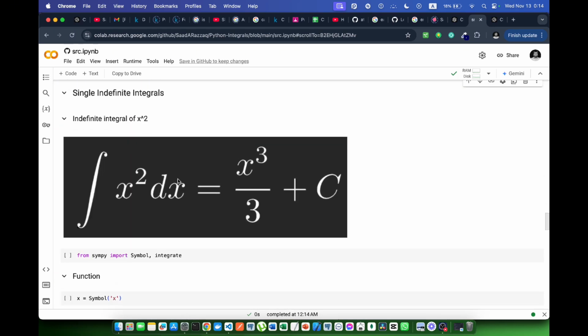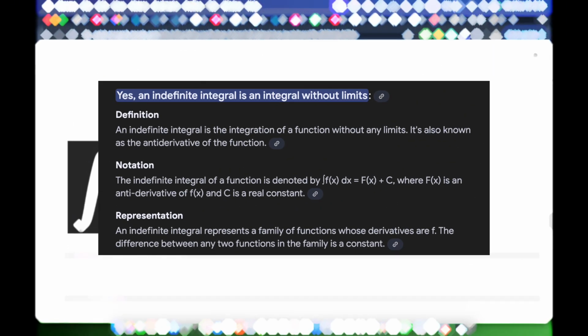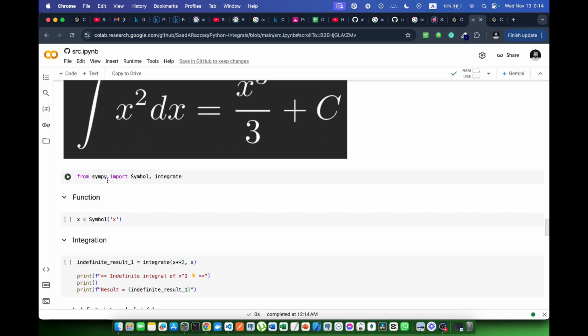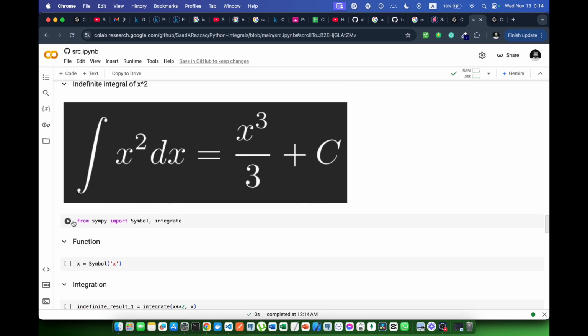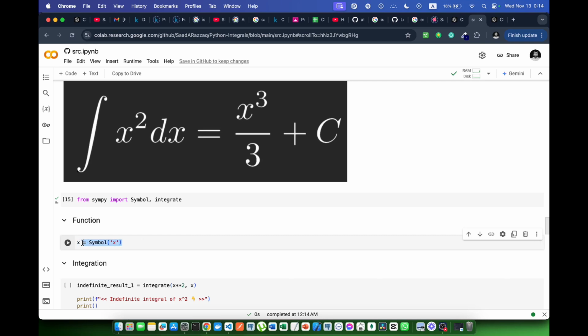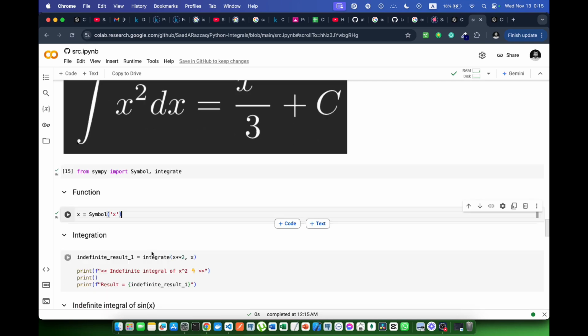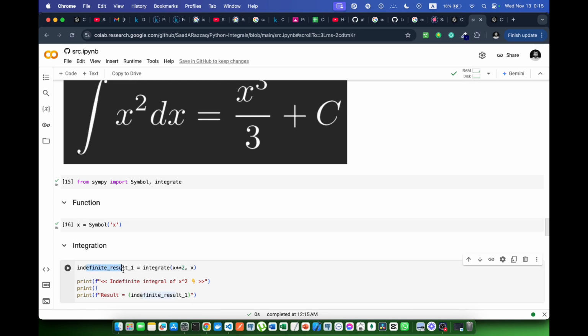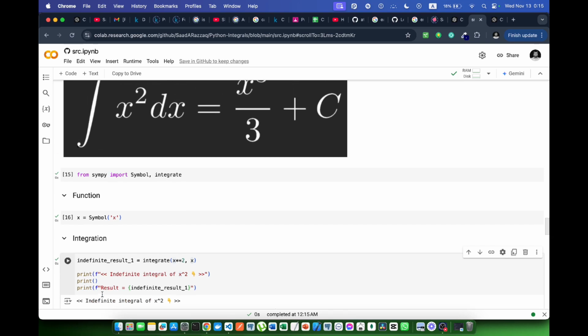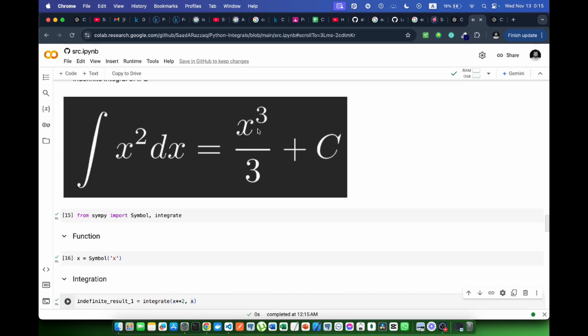Moving on to single indefinite integrals. Single indefinite integrals are integrals without limits. What we are going to do is make use of SymPy, importing symbol and integrate. First we define what sort of symbol we have. We have x. Now moving on to integration. We define a variable and call integrate x square, x. It performs integration on x square with respect to x, and our answer is x cubed divided by 3. You can see here x cubed divided by 3. Plus c is basically a constant, so it doesn't matter.